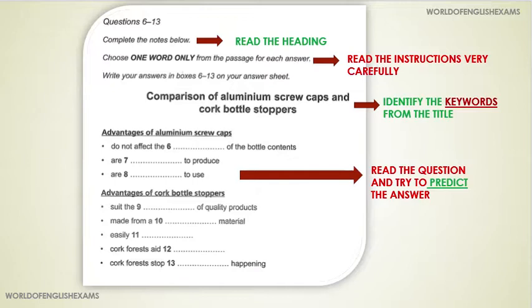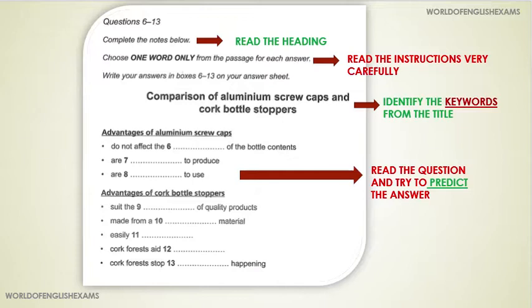Next, made from a dash material. So, the cork bottle stoppers are made from a dash material, and that stands as an advantage for them. Next, easily dash. Easily here is an adverb. All the words which end with ly are adverbs. So we are going to look for a characteristic of the cork bottle stopper.